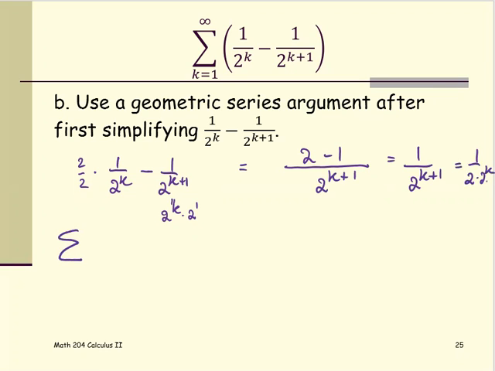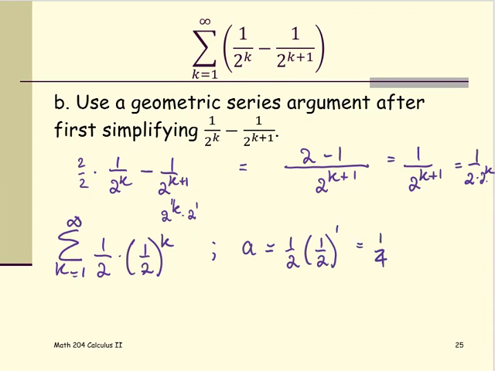Now the summation becomes 1 over 2 multiplied by 1 over 2 to the power k, for k from 1 to infinity. Using the geometric series process, we're going to identify the first term a. The first term a, when k equals 1, is 1 over 2 times 1 over 2 to the first power, or 1 over 4. And r, the ratio constant, which is the number raised to the power k, is 1 over 2. Since the absolute value of r is less than 1, we can use the formula to find the value of this series as a divided by 1 minus r.